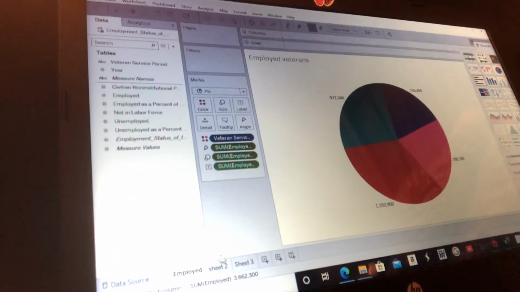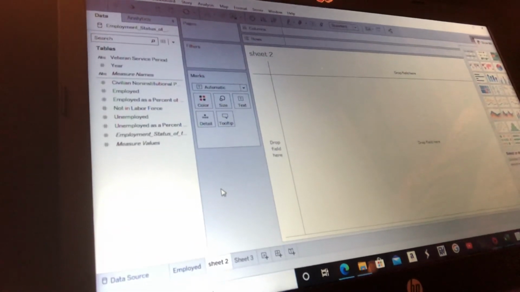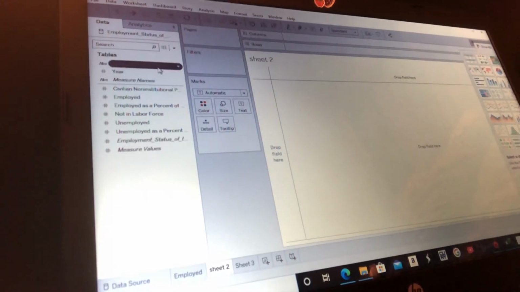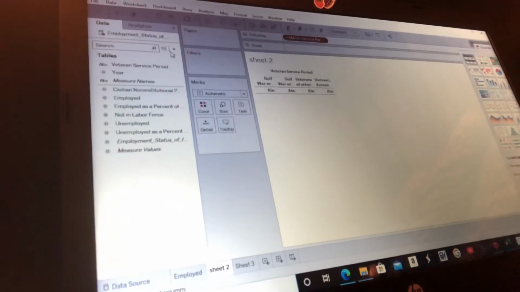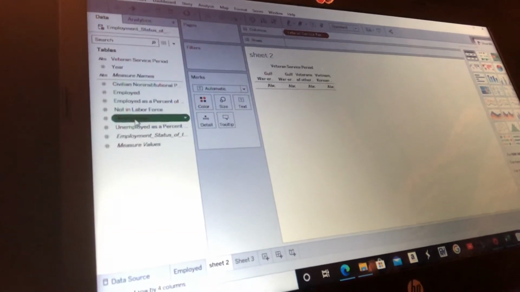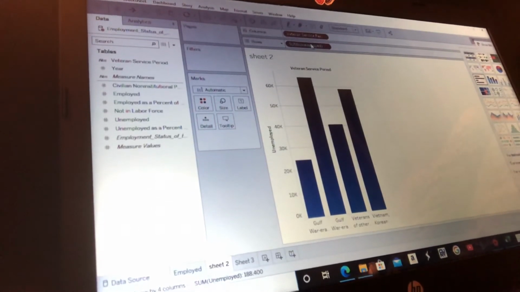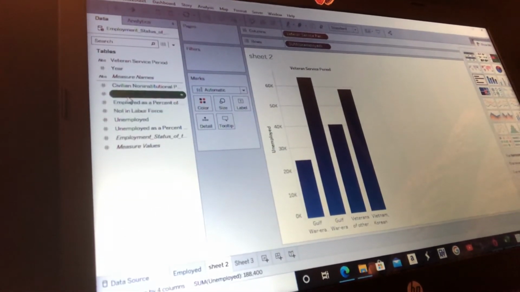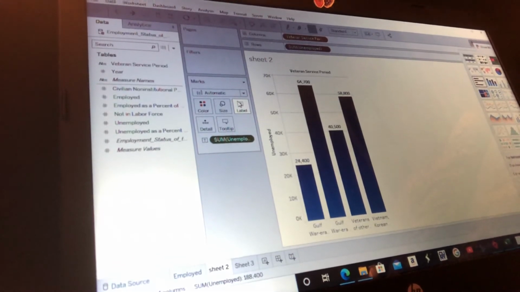So we have that. Now I'm going to do a second sheet for the unemployed veterans, and this one is going to be a bar graph. I'm going to use veteran service period, put this in the columns, and unemployed, I'm putting that into the rows. That gives us our bar graph. Now I'd also like to label this because I like the labels. It helps you to see exactly what's what just by looking at it one time.